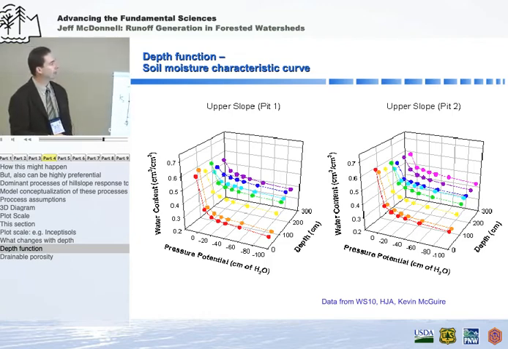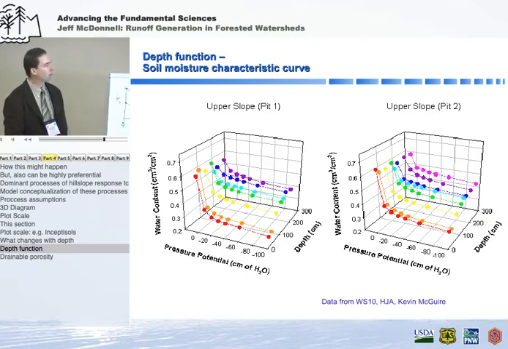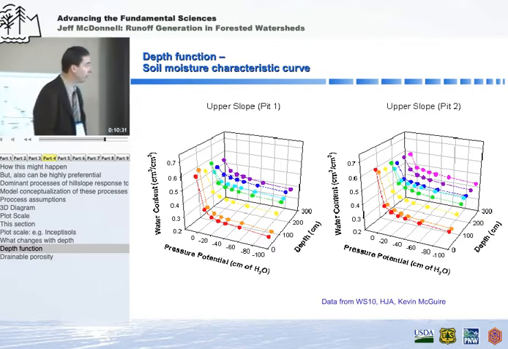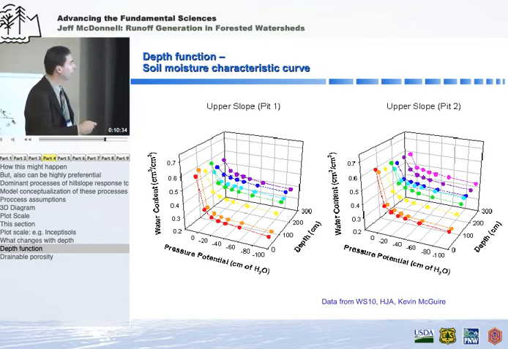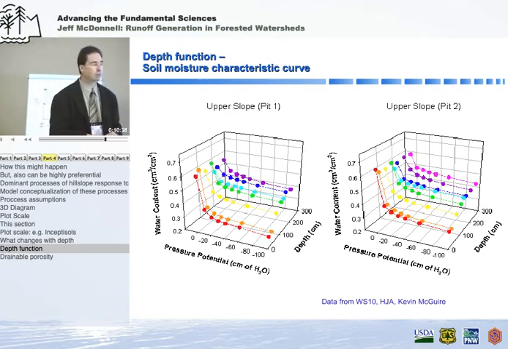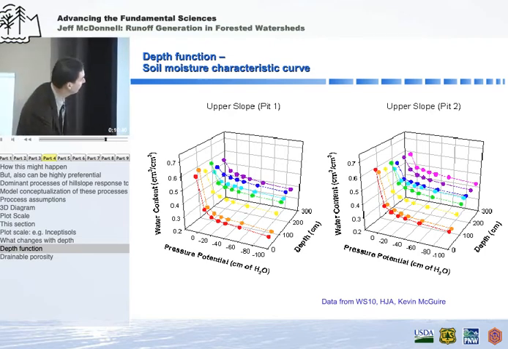So what we're going to look at is drainable porosity, which I'll define in a couple of minutes, bulk density, hydraulic conductivity, and pore size distribution. And we'll look at some data from different soil profiles, mostly forest profiles, to kind of think about, first of all, the matrix that the preferential flow is embedded within, and how that might change with depth.